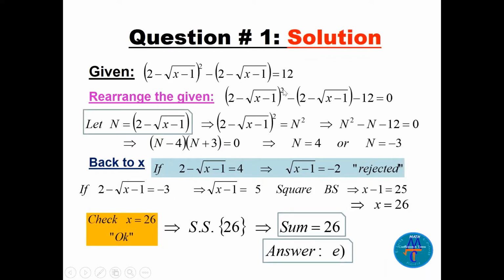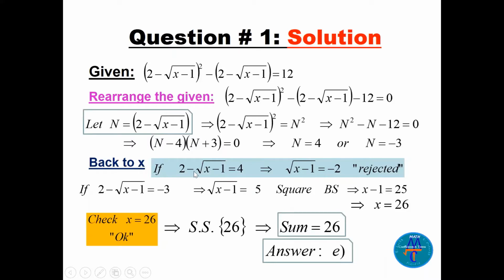So this one is the squared. It will be n squared there when you square both sides. So now you have n squared minus n minus 12 is equal to 0. Easy to factor: n minus 4, n plus 3. So n will be 4 or n will be minus 3. Now be careful here. There is a little trick.